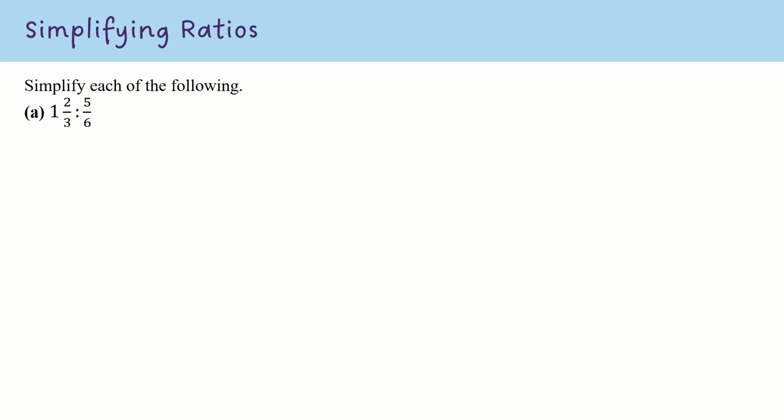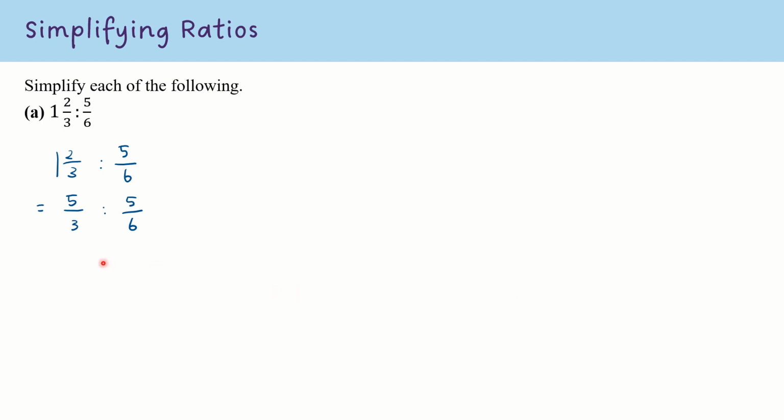Let us now take a look at simplifying ratios. In this question, we want to simplify the ratio 1 and 2 over 3 is to 5 over 6. Because the quantities in this case are in fractional form, what we need to do first is re-express 1 and 2 over 3 into its improper fraction form, which is 5 over 3.